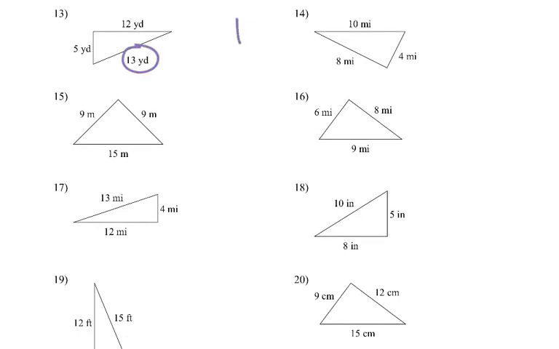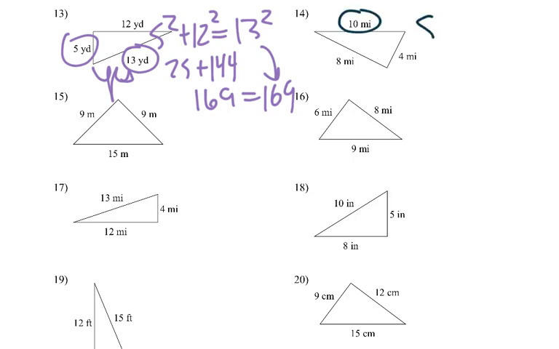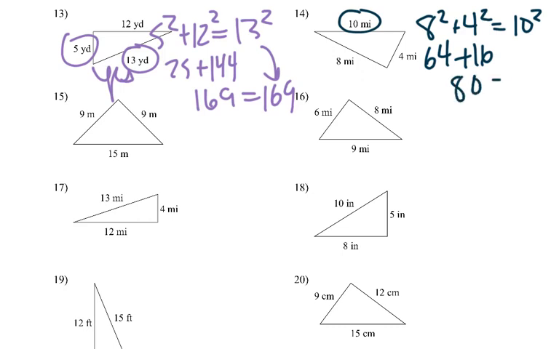So the biggest is always by itself. So 5 squared plus 12 squared. So 25 plus 144. Add that together and we get 169, which 13 squared is 169, so yes, it's a right triangle. So 10's our biggest, so 8 squared plus 4 squared, does that equal 10 squared? 8 squared is 64, 4 squared is 16, that only adds up to 80, 10 squared is 100, so no.